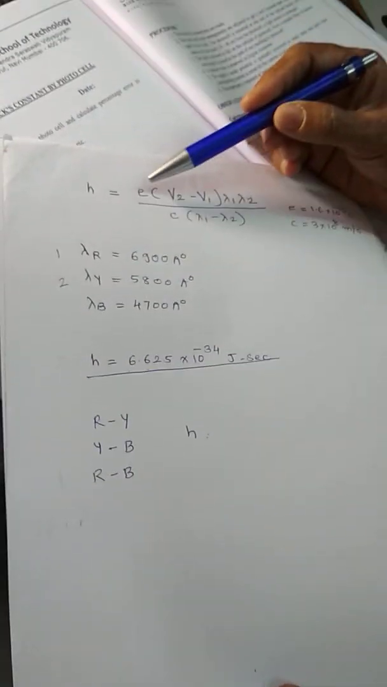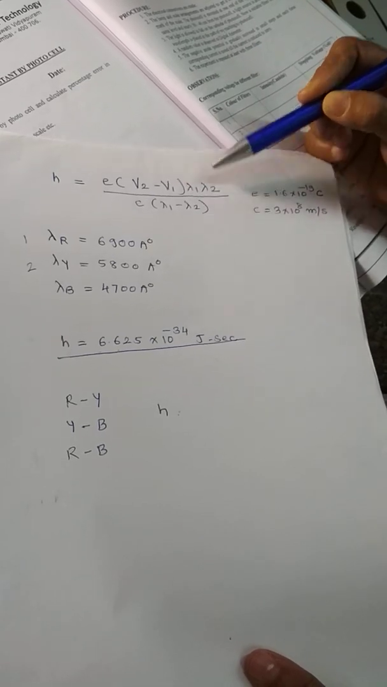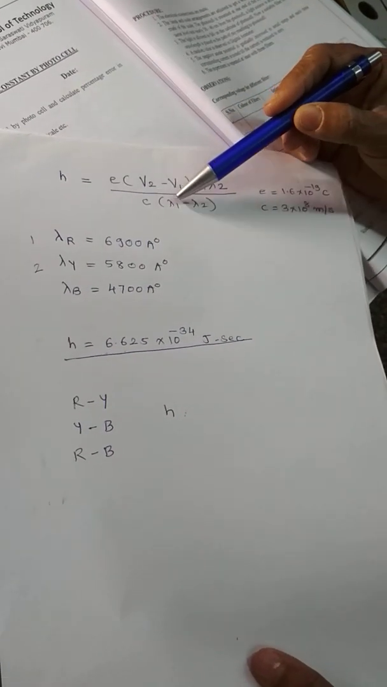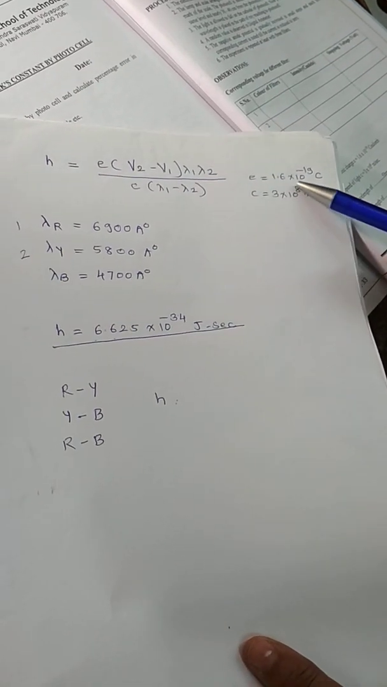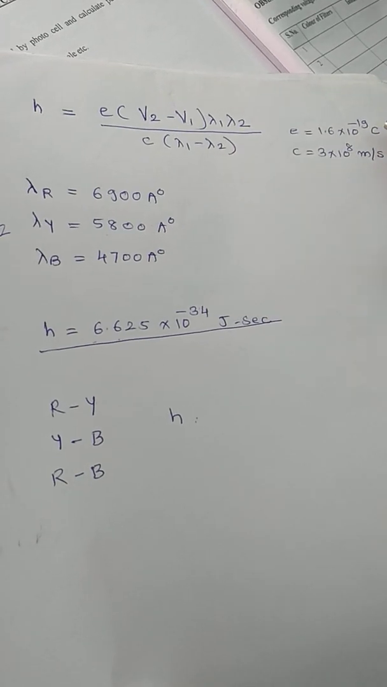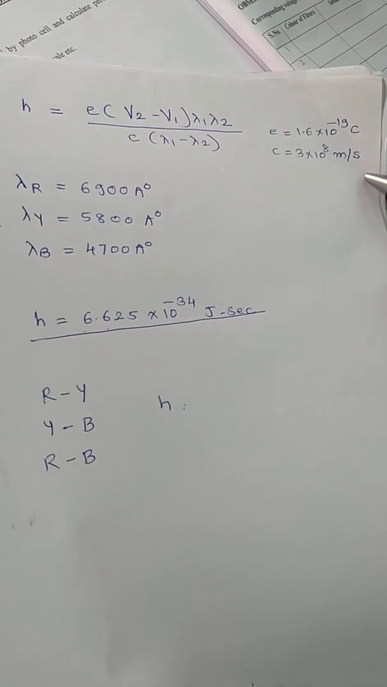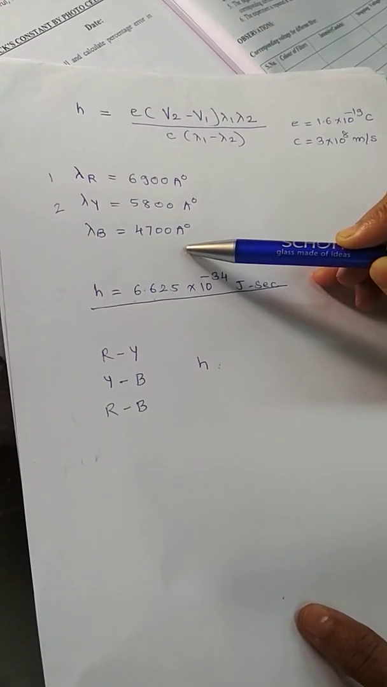h is equal to e into (V2 minus V1) into lambda 1 lambda 2 divided by c into (lambda 1 minus lambda 2), where e is charge on electron, 1.6 into 10 raised to minus 19 coulomb, and c is velocity of light. Wavelength of all the 3 colors are given.